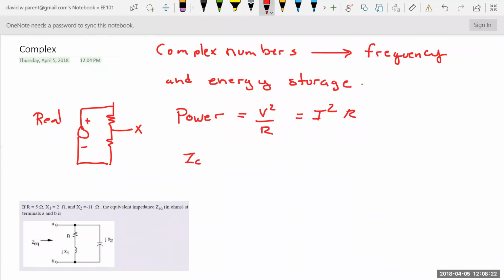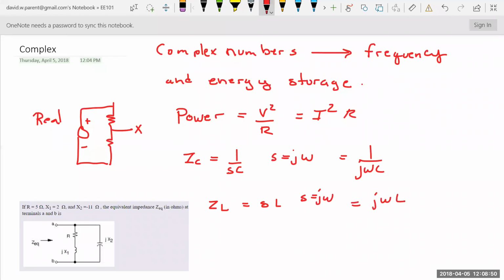Well, the impedance of a capacitor is 1 over SC. And when we talk about frequency, we let S equal J omega. So we get 1 over J omega C. ZL is S times L. And when we substitute J omega, we get J omega L.